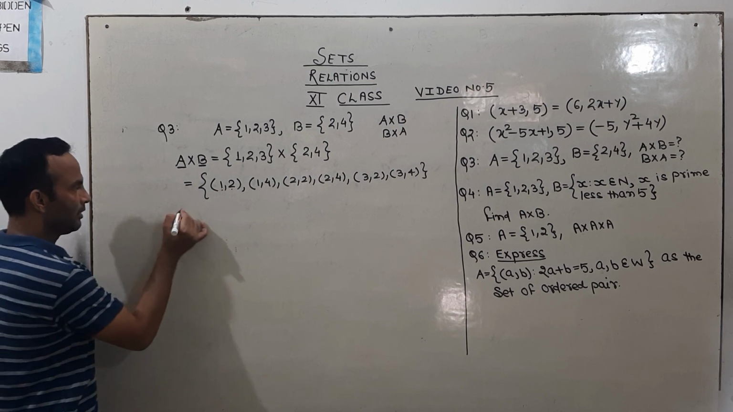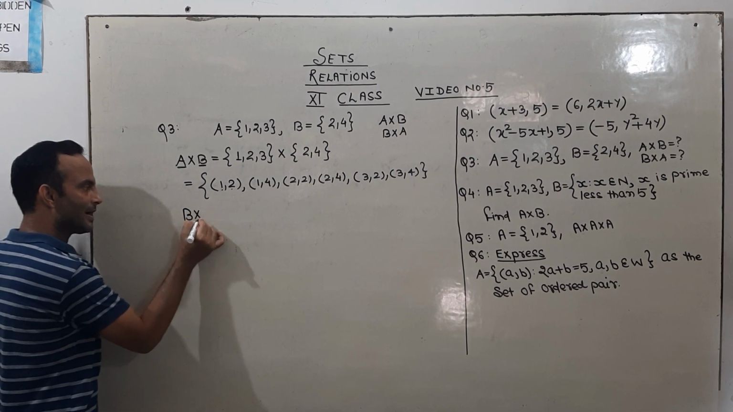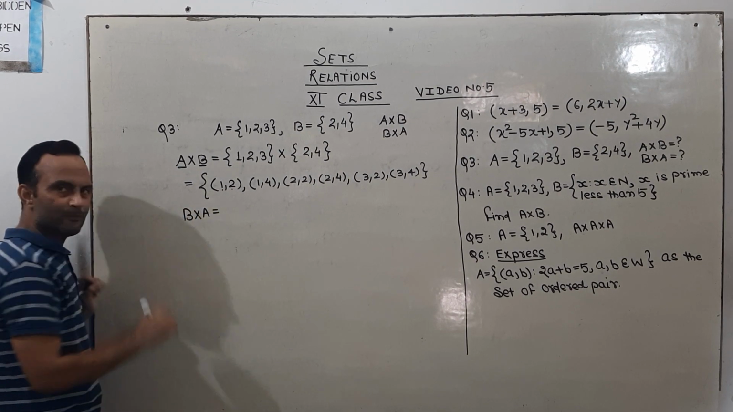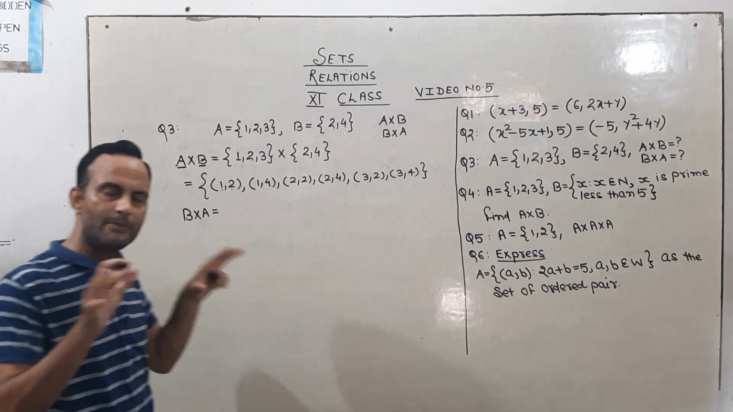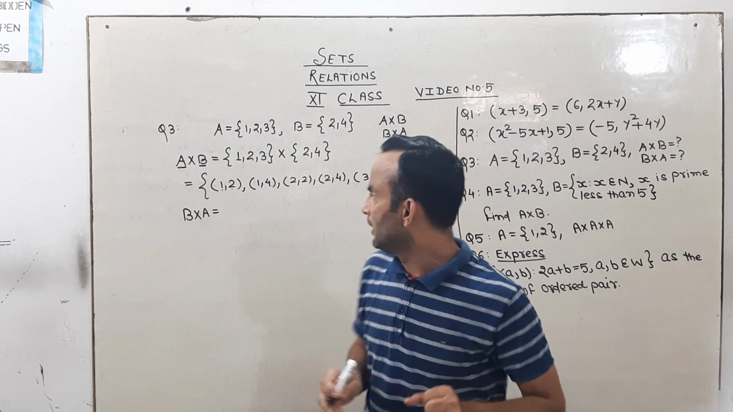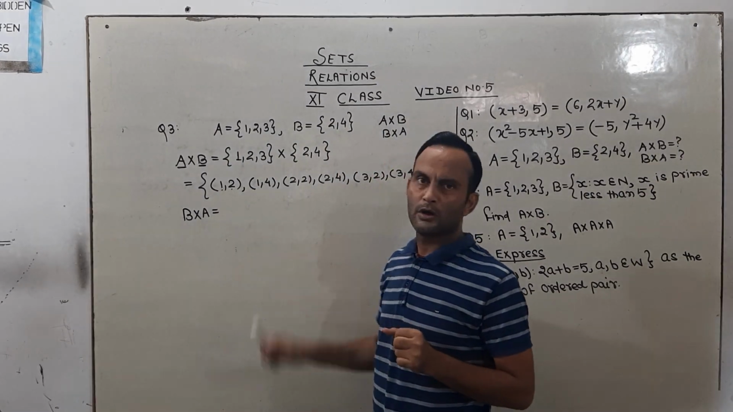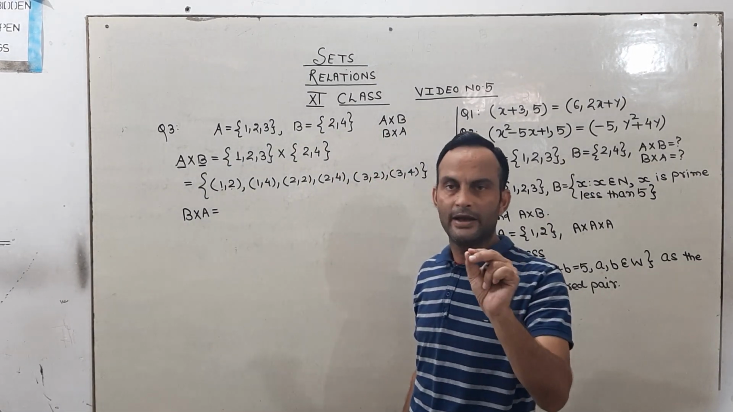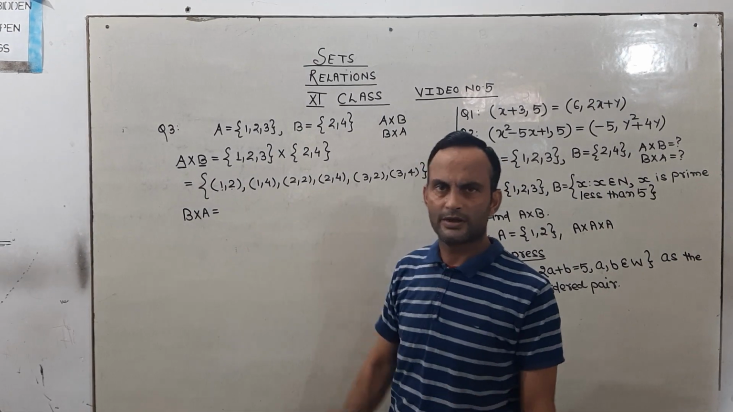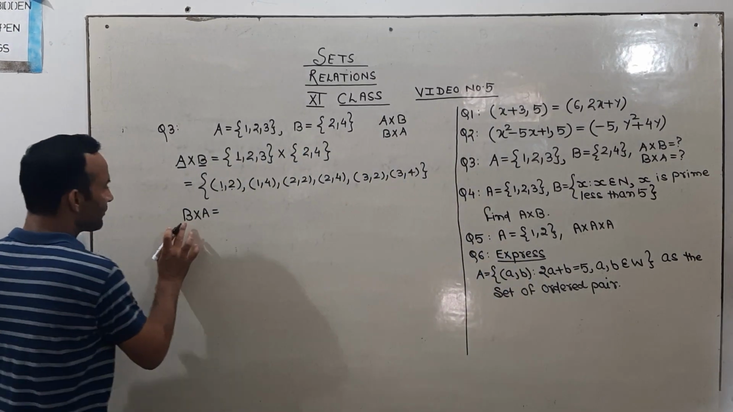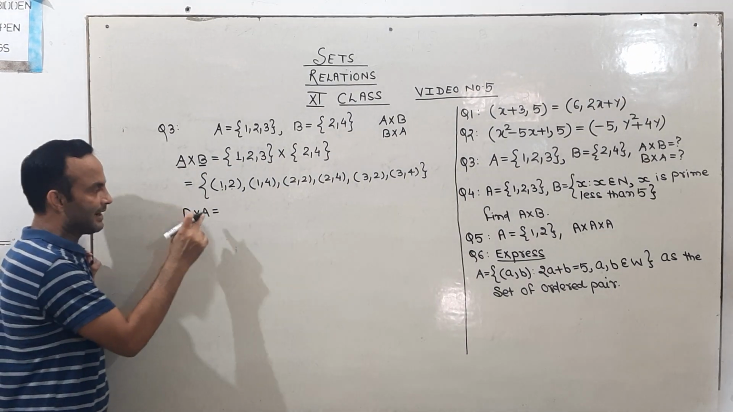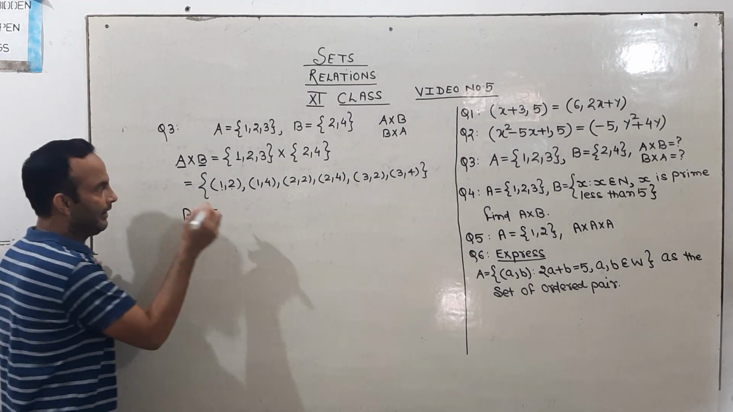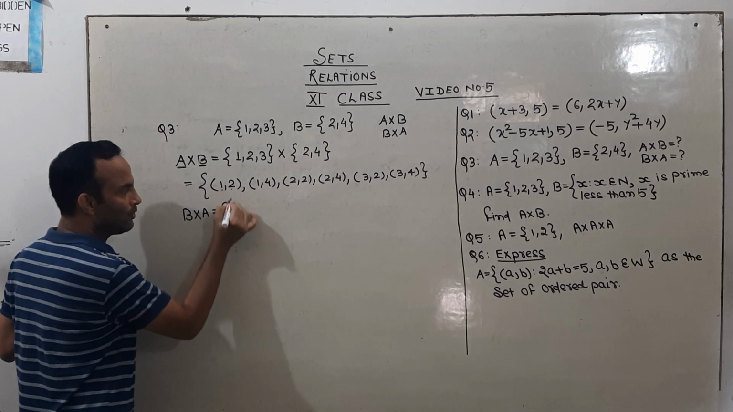Now see, what is B cross A? It means what is the Cartesian product between B and A. If we know the Cartesian product between A and B, you can easily write the solution of the Cartesian product between B and A. Just write its reverse. Means now the first element must belong to the set B and the second element must belong to the set A. Just the opposite.